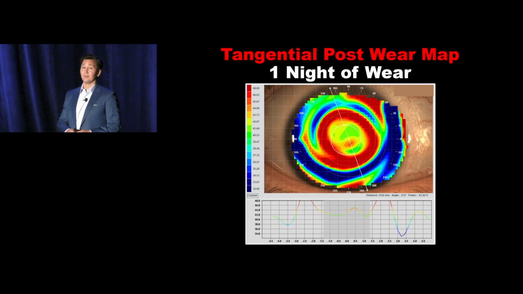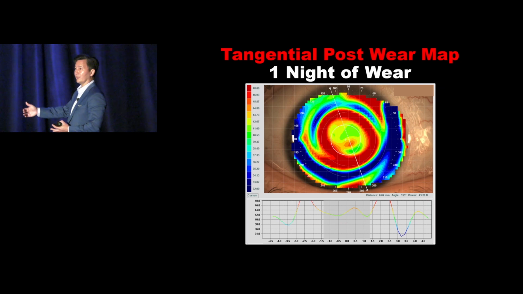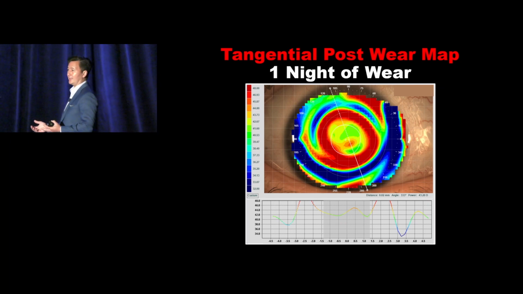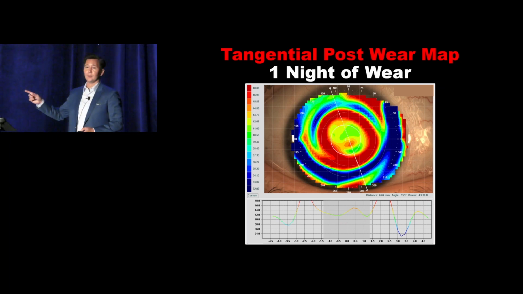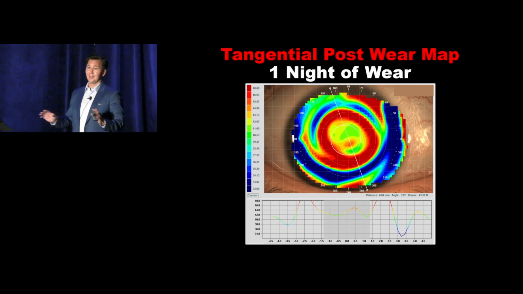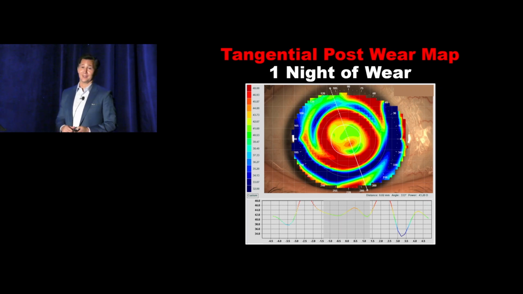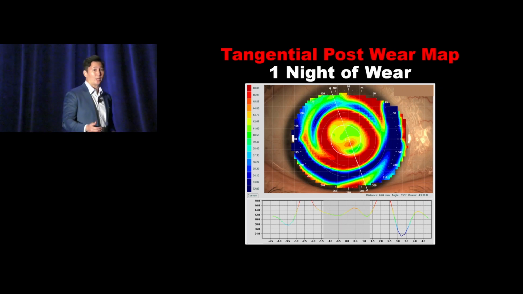Because ortho-k full effect is how long? When does it, if we put a patient in a lens, how long does it take to achieve full effect? 7 to 10 days. So if this is a one-night response and you have no idea what's going on, don't worry about it. Let it prove itself out with more time.